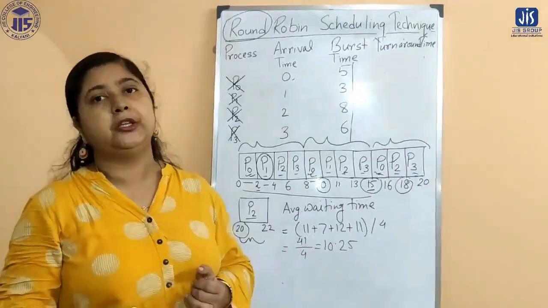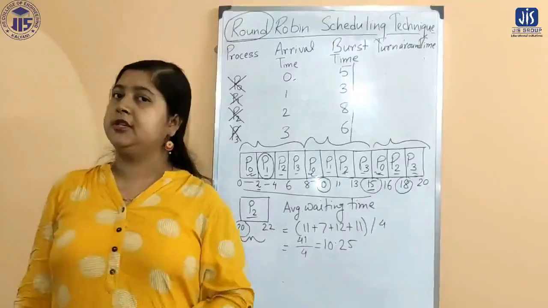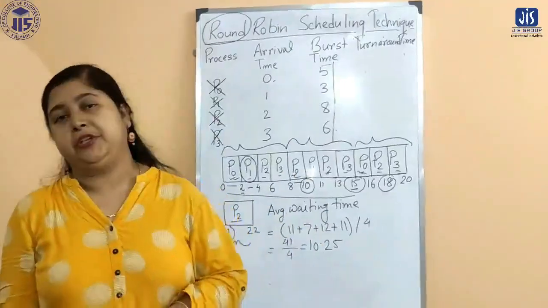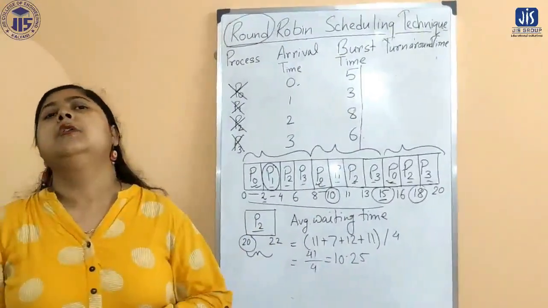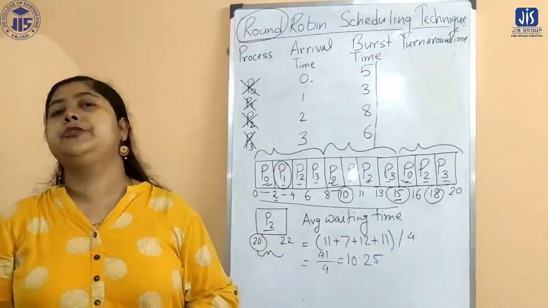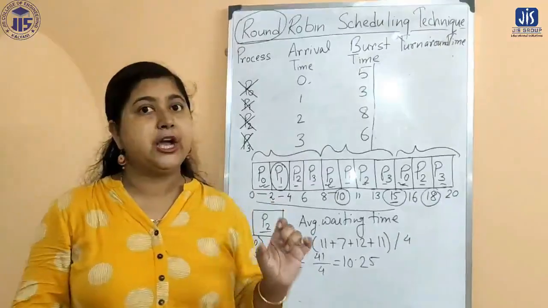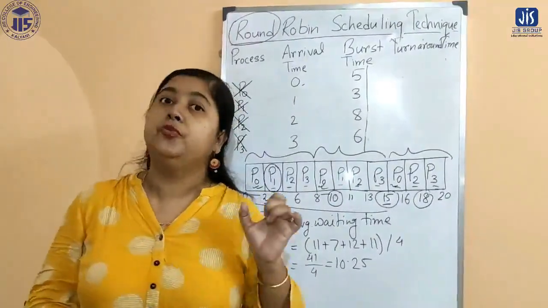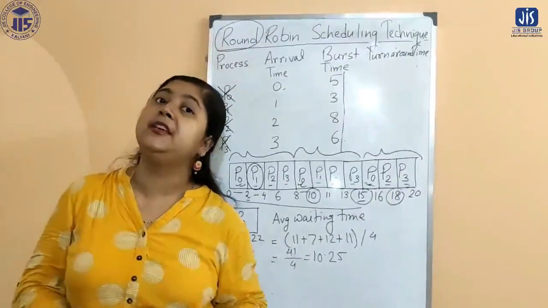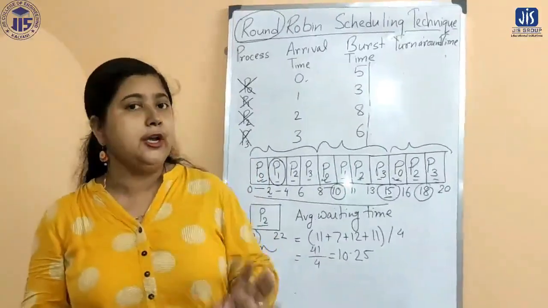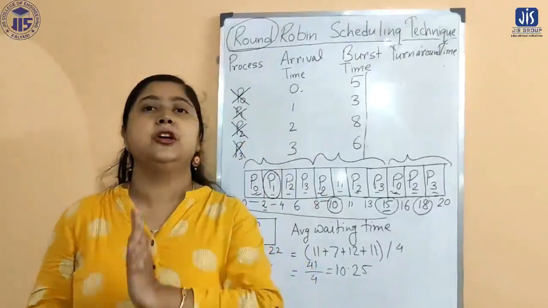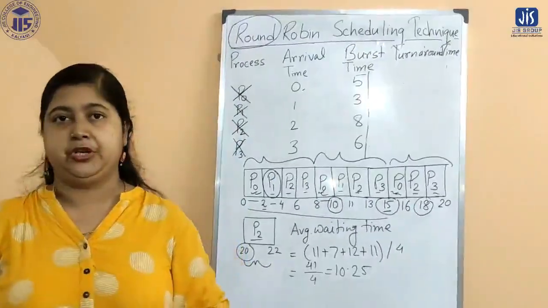So we are not going to bother about in between, whether the process was in the waiting queue or being executed. When you calculate the turnaround time, you are not going to check how much time the process is waiting or how much time the process is executing. We only consider when the process has arrived in the system and when the process has completed its execution.